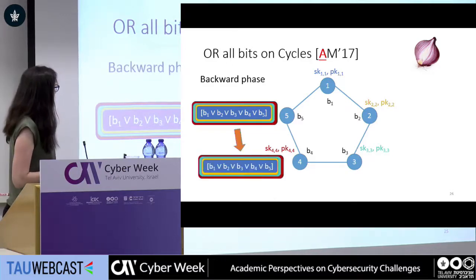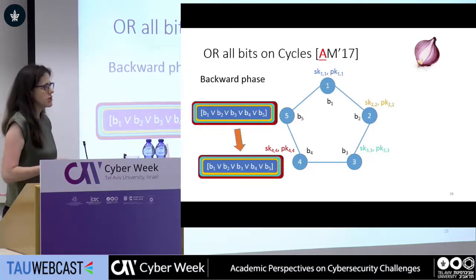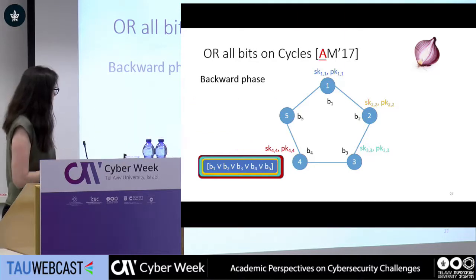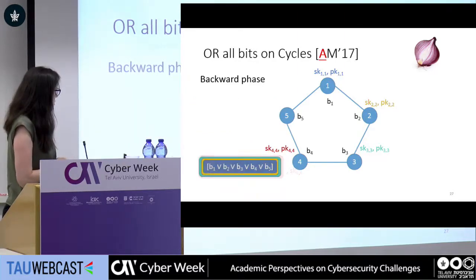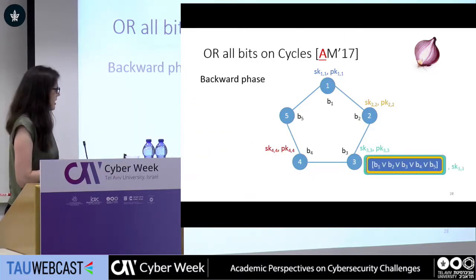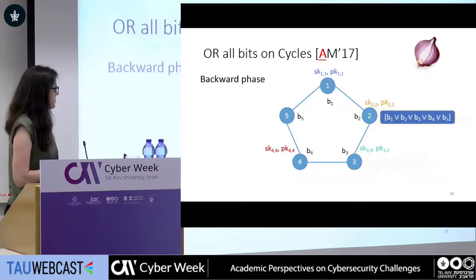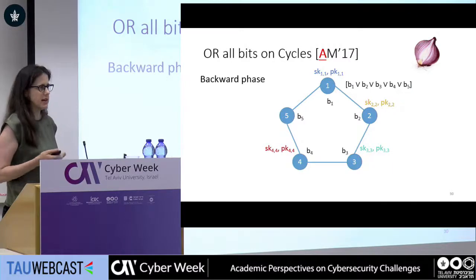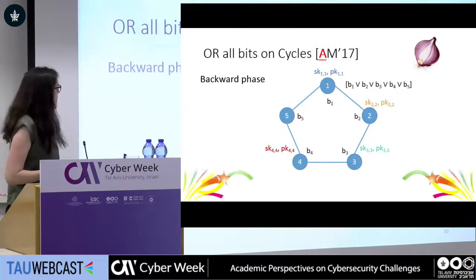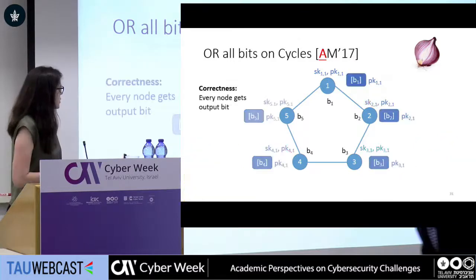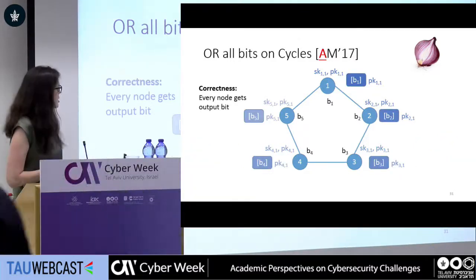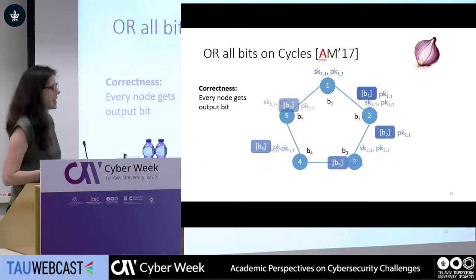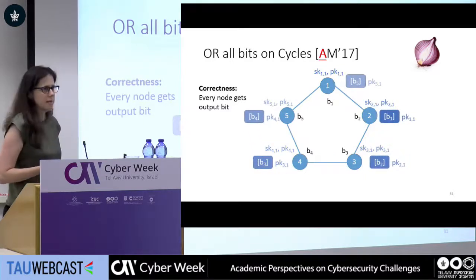And now we just do the backward phase that gradually peels off the layers. We send this ciphertext back, and each node peels off the layer that he added, until at the end, node 1 gets the clear text message of the OR of all bits. And this we do not just for one node, we do it simultaneously for all the nodes, so that at the end, everybody gets the clear text message of the OR of all the bits in the graph.